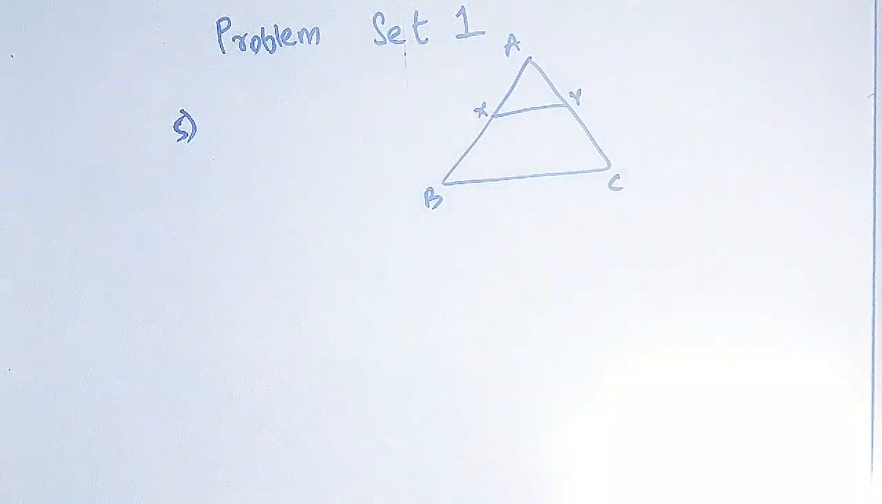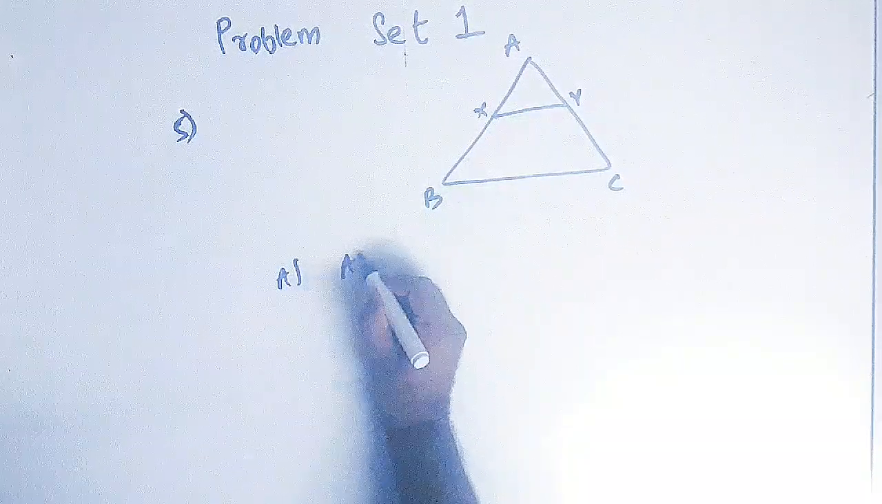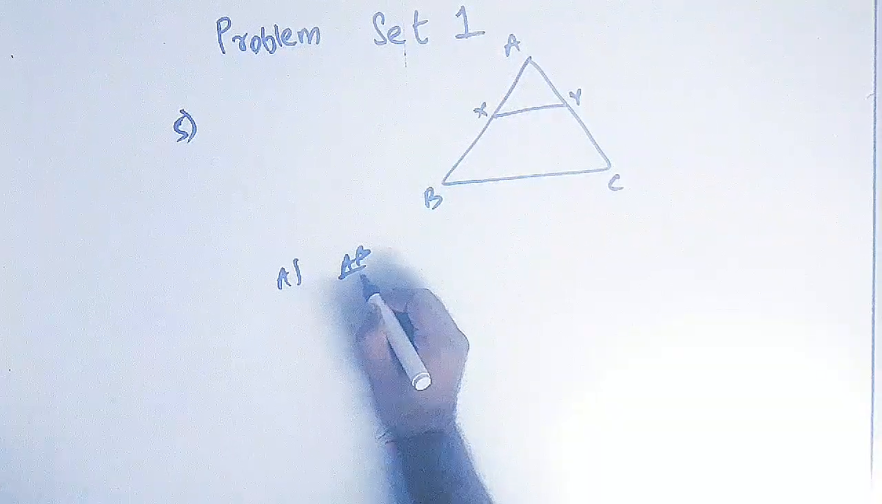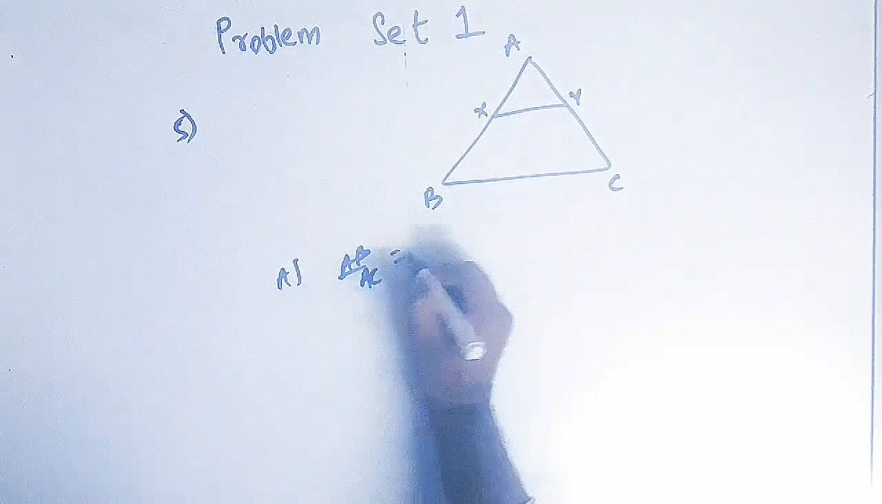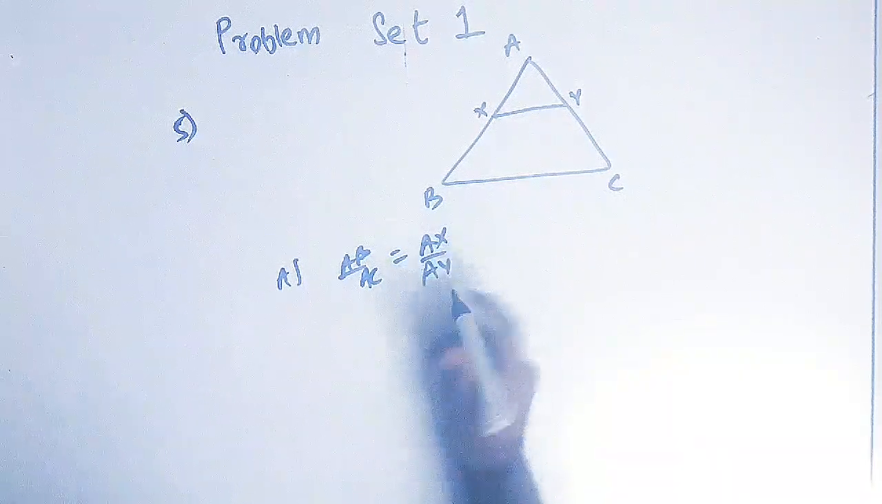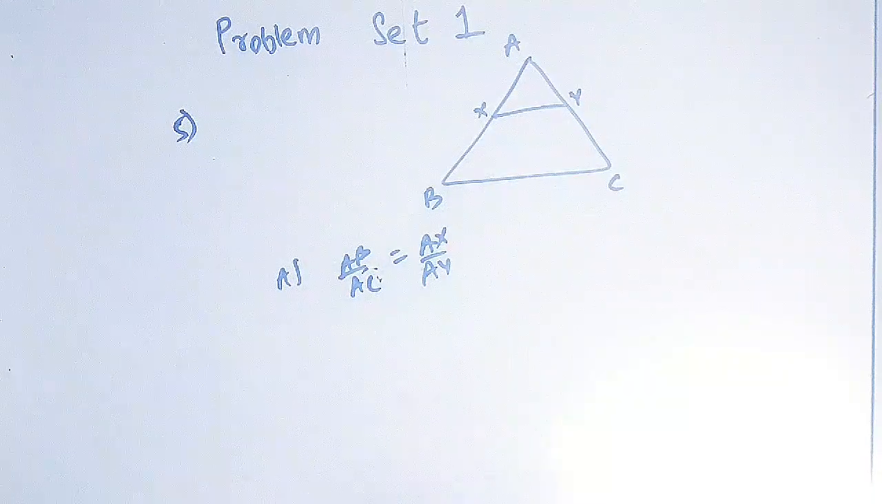Then fifth one, you can see XY is parallel to BC. So according to this condition, the first equation, that is AB upon AC is equal to AX upon AY, is correct. AB upon AC equals AX upon AY. If we arrange this, we can get it proper.